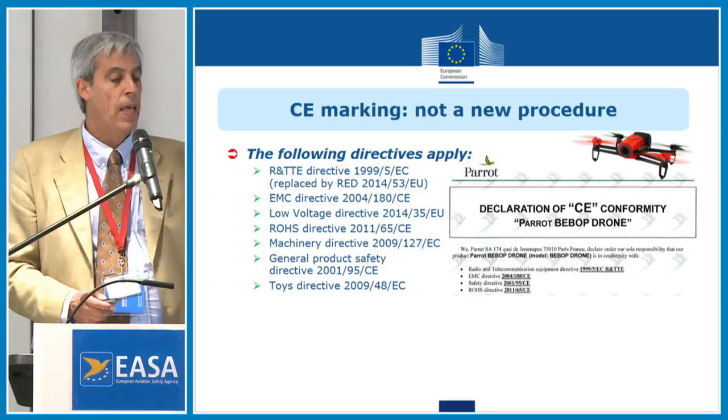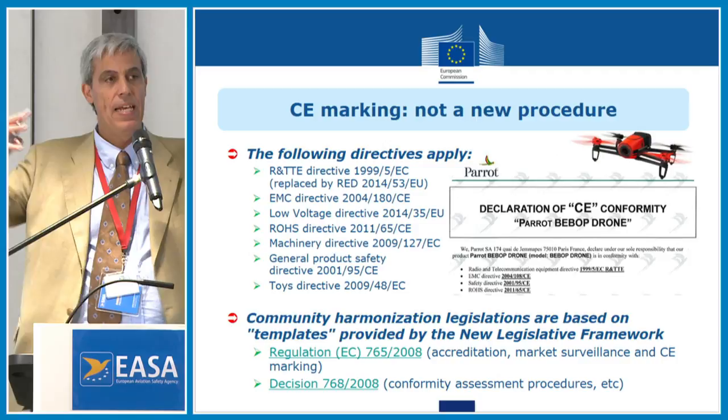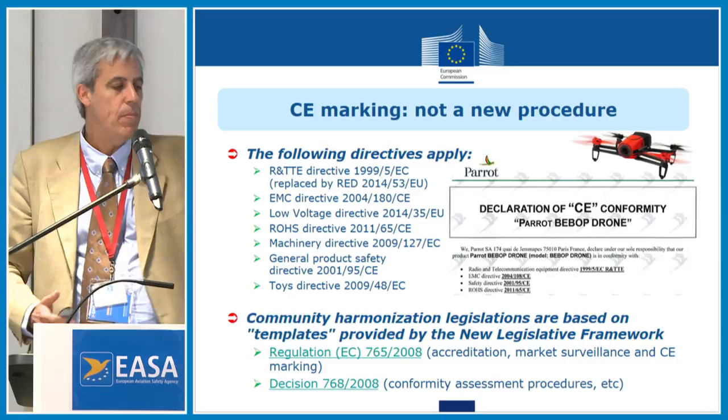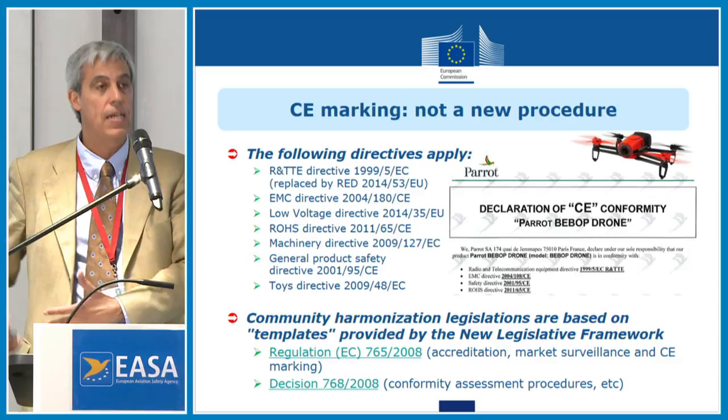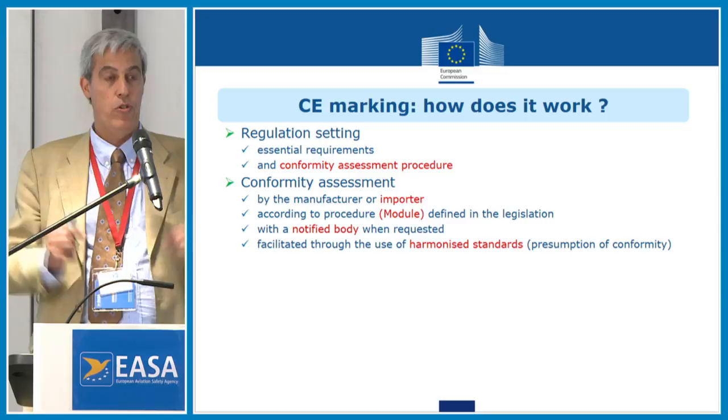As I said, there are a lot of technical requirements already applying on drones. I insist, this is already there and should be complied with. And there is a standard template for all these regulations. If you read Annex 2, you will see that 90% is similar to the text of the other regulations which apply on the drone. It is a standard approach. But still, we have to put it in the regulation. So how does it work? The regulation has to basically define two things. First, the technical requirement.